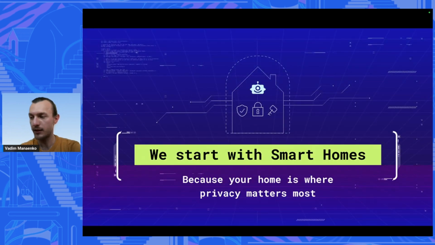When we were thinking about where to start with the hardware, the most logical answer would be home, smart home devices, because home is the place where you would like to be not tracked, let's say. It's the most sensitive place. It's the place where you spend time alone or with your loved ones. So nobody likes when someone is looking for you when you don't expect it, right? So the home is where privacy matters more.